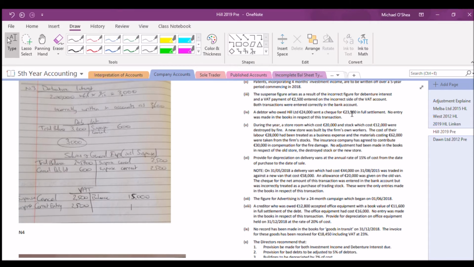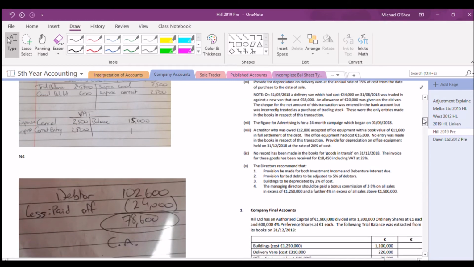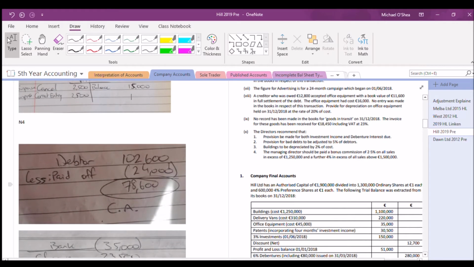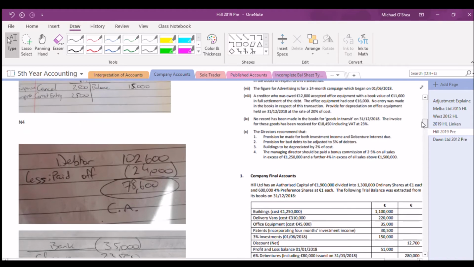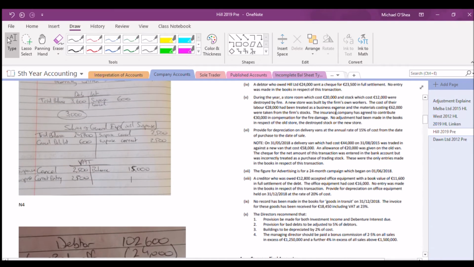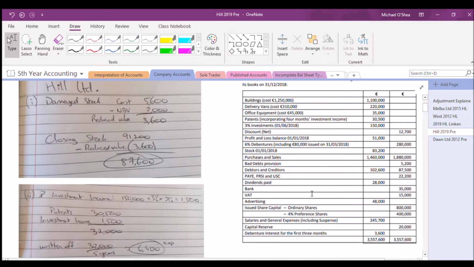But we have a missing 500 there, and that missing 500 is going to be discount that we allowed. So we allowed a discount to a debtor. So just to show you again, as I said, I'm going to take 24,000 off debtors because they no longer owe that 24,000. I'm going to add 23,500 to the bank because the bank balance is increased by 23,500. And as we can see, the difference of 500 is a missing account.